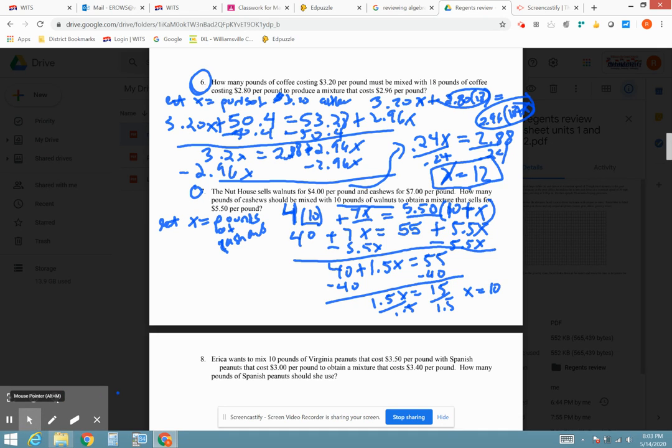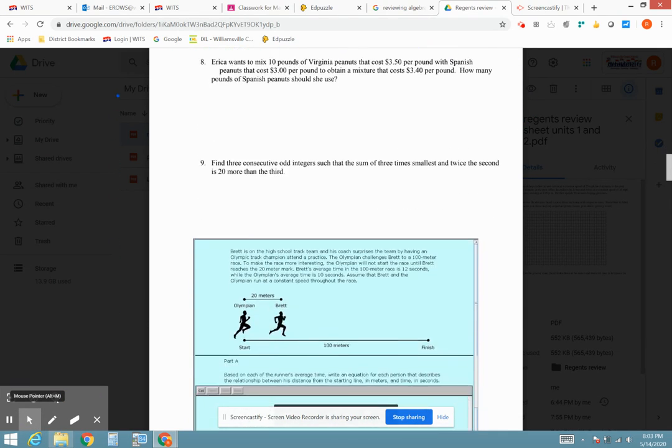What other type of word problems did we do? We did consecutive integers. Find three consecutive odd integers such that the sum of 3 times the smallest is twice the second is 20 more than the third. So go ahead and do that. This should be easy for you, and then you can check your work against mine.